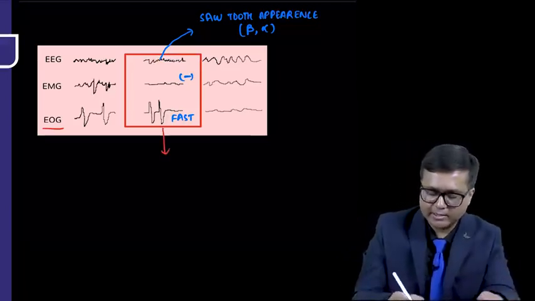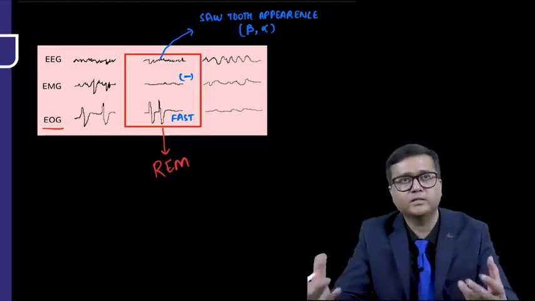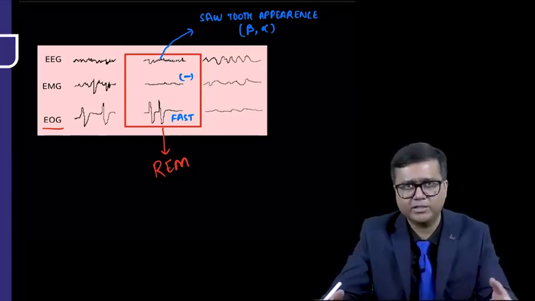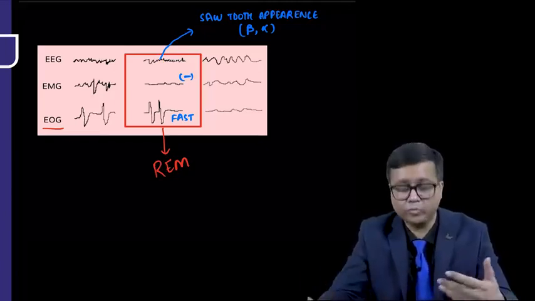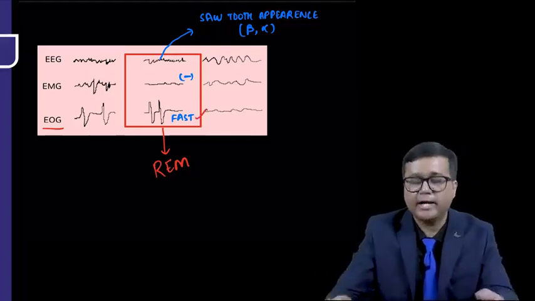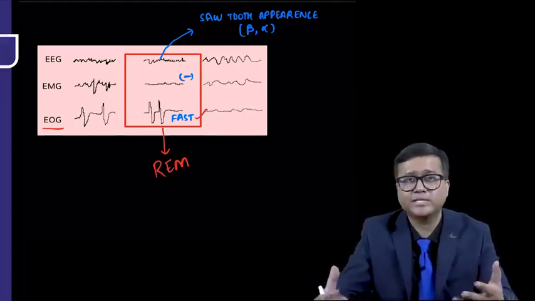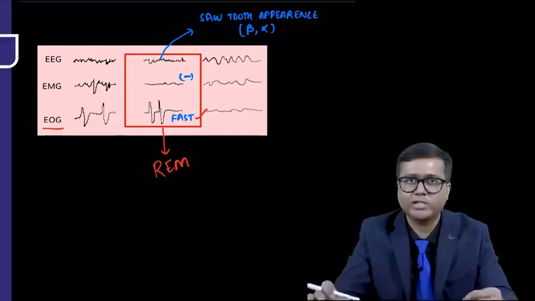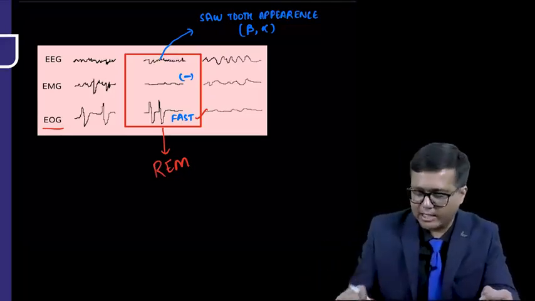This is nothing but REM. In REM, we know that the EEG shows beta alpha activities with sawtooth appearance. It is rapid eye movement, so the EOG will be fast, and the muscles are in a state of paralysis, so the EMG shows very negligible or no activity. So this highlighted area is the REM stage.